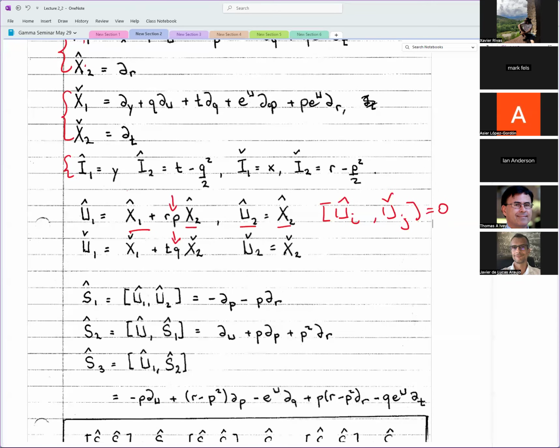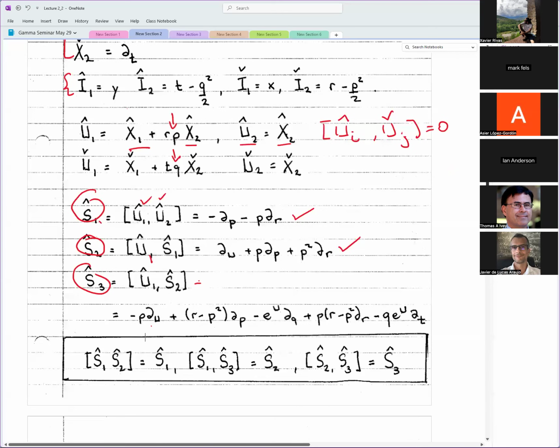Okay, and now I calculate the S hats. And the S hats are given by iterated brackets. So I have to start with these two vector fields. I calculate that bracket. Now I'm going to calculate an iterated bracket, so I'll keep my U hat 1, but I'll calculate a bracket with this. I get this, and now I get this one here. It's pretty large.